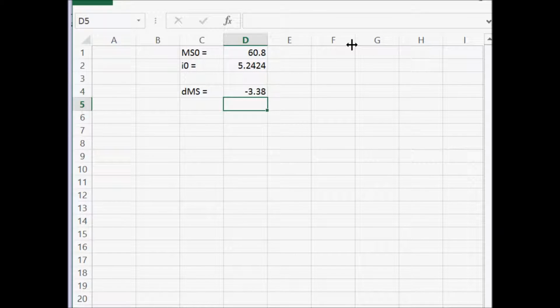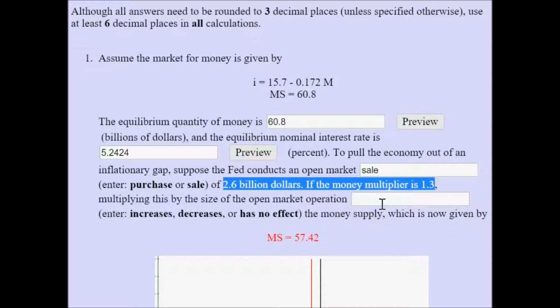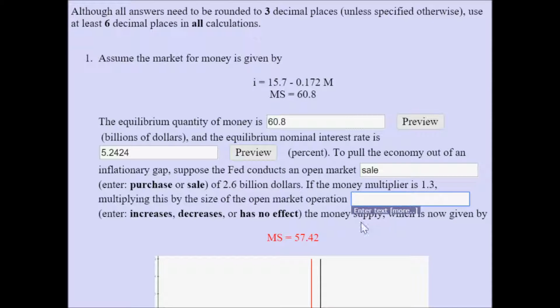Now the money supply, remember, was initially 60.8. So I'm going to put that up here. And it's good to label things, because otherwise you kind of lose track of it. The new money supply, MS1, is then equal to 60.8 plus the open market operation. So the new money supply is 57.42. Now you didn't have to compute this because I did it for you, and I'll show you here. Right here, 57.42. So the money supply is going to decrease. So we're going to write decreases here. Open market operation decreases the money supply.